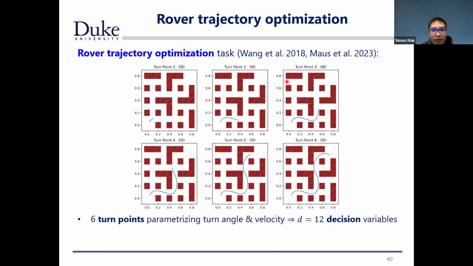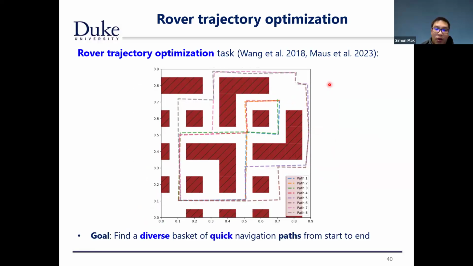In this particular case, we're going to parameterize this with 6 turn points for the rover, which parameterizes both the turn angle of the rover as well as its velocity. So in total, there's 12 decision variables here. So I just plot down what these turn points might look like and what the path might go to. And our goal here is to find a diverse basket of quick paths from start to end.